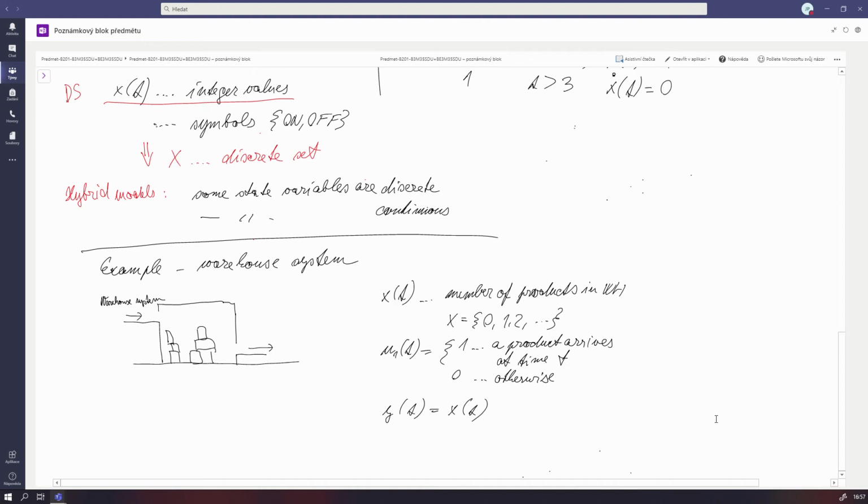Where the red circles represent the arrival and the green circles represent the departures.